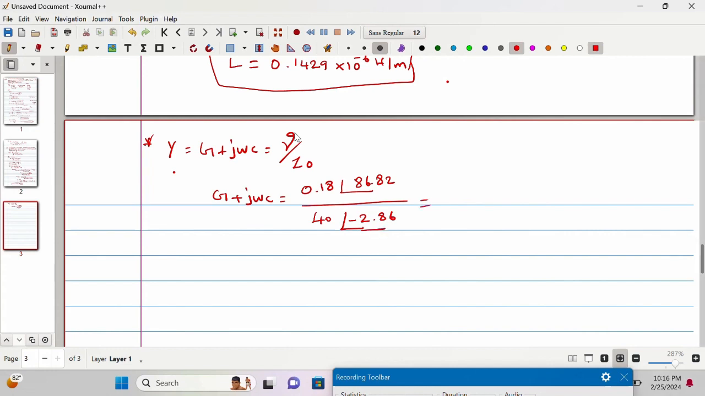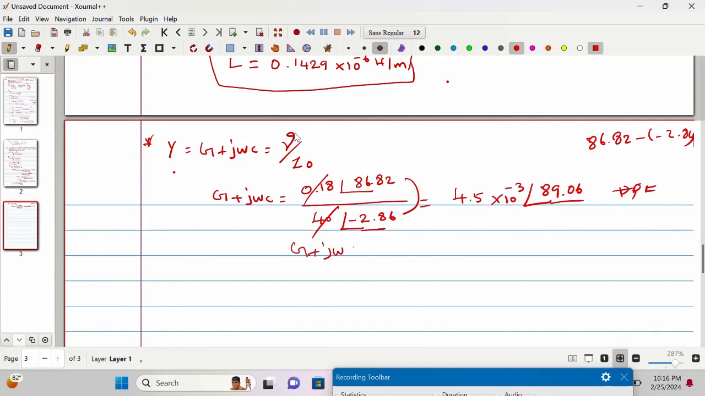So finally, dividing these two values, we get 4.5 into 10 to the power of minus 3, and subtracting the two angles, 86.82 minus of minus 2.86, we finally get 89.06 in angle. This is also in polar form, so we need to convert this polar form into rectangular form to get the direct G value.